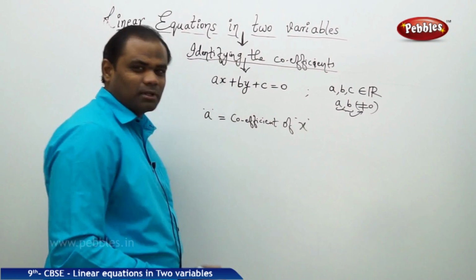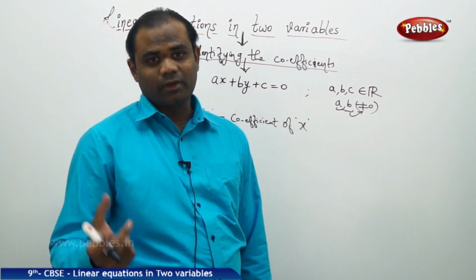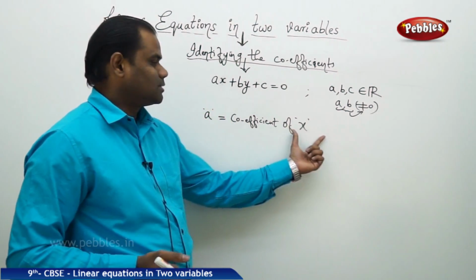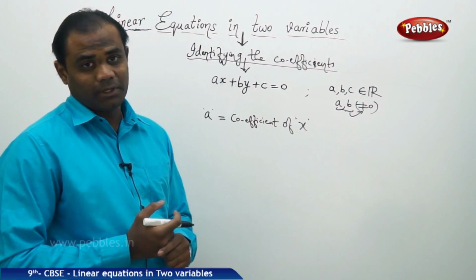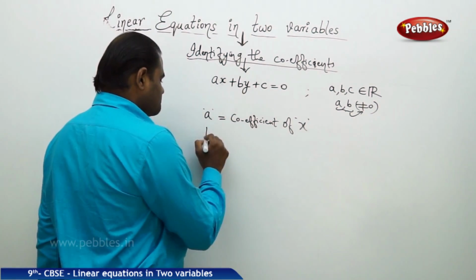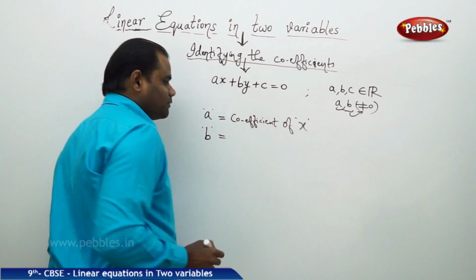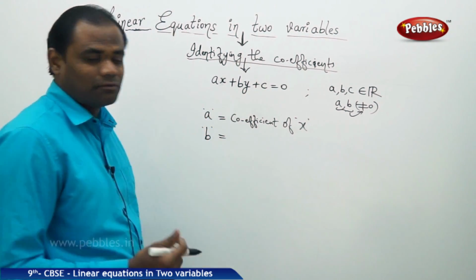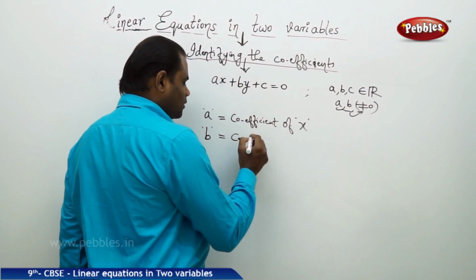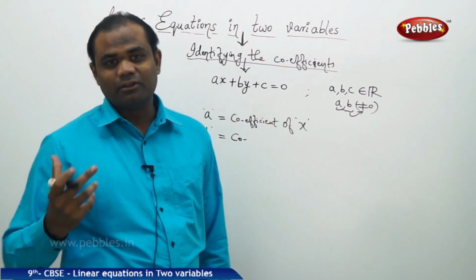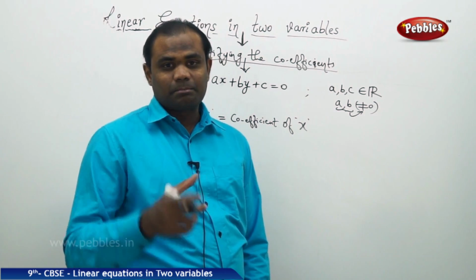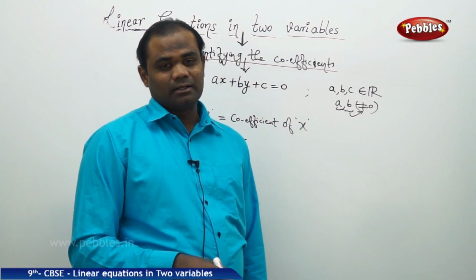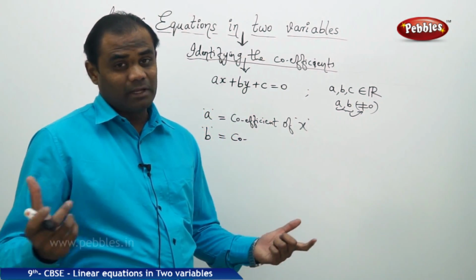So for a given problem, if I need to identify the value of A, I pick the coefficient of x and that acts as the value A. B, the next coefficient, is clearly understood to be the coefficient of y. Therefore, in order to identify the value of B in the given problem, I pick the coefficient of y and that forms the value of B.